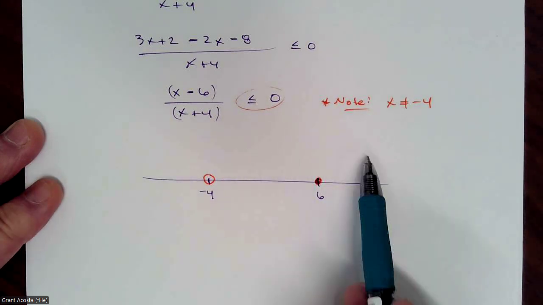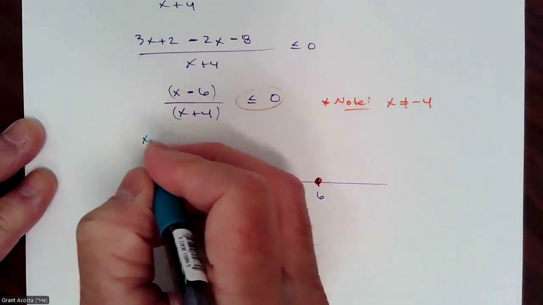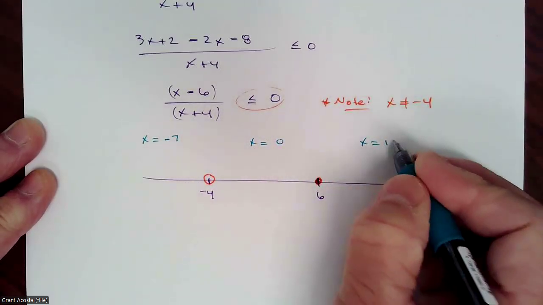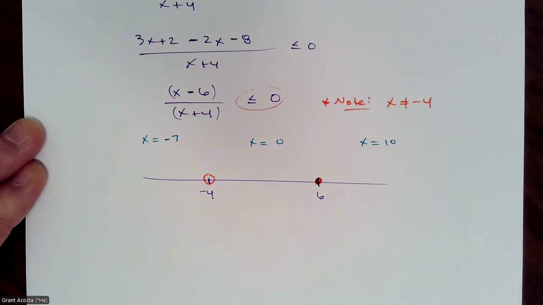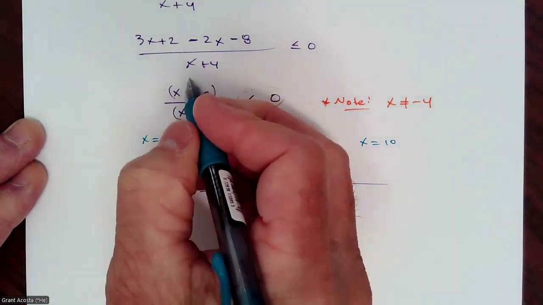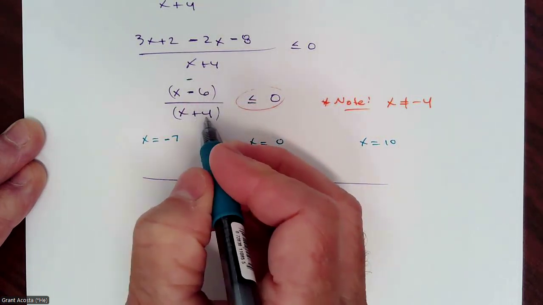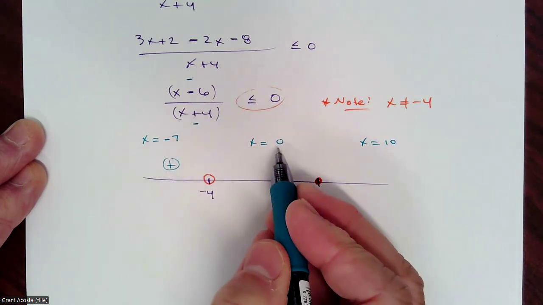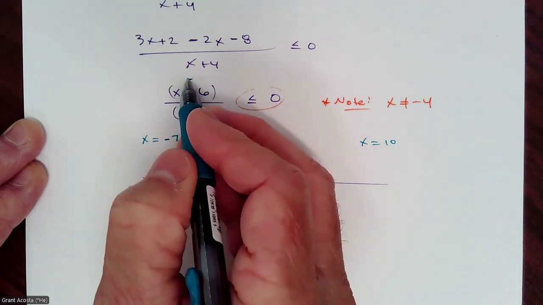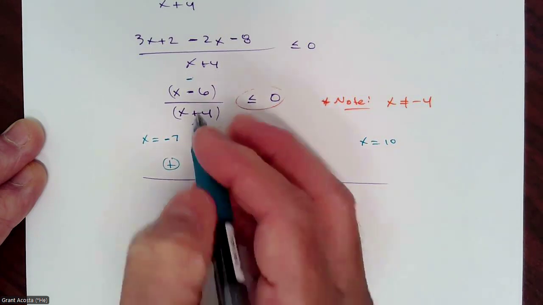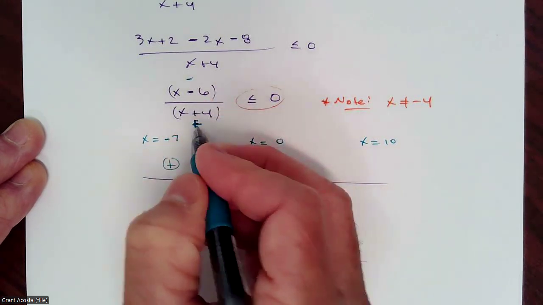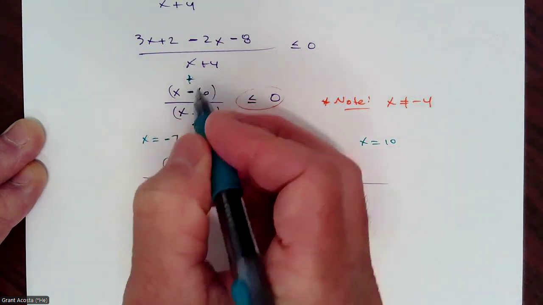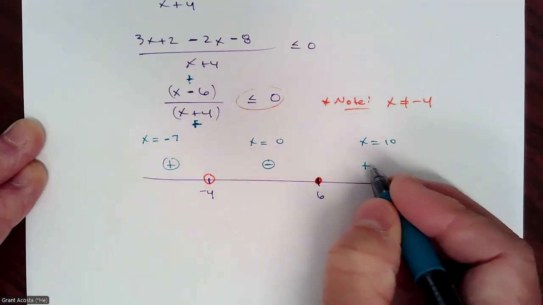All right, next step, pick some test numbers. -7 minus 6 is negative. -7 plus 4 is also negative. A negative over a negative is positive. 0 minus 6 is negative. 0 plus 4 is positive. A negative over a positive is negative. 10 minus 6 is positive. 10 plus 4 is positive. Positive over a positive is positive.